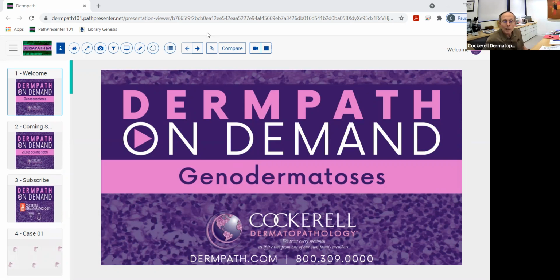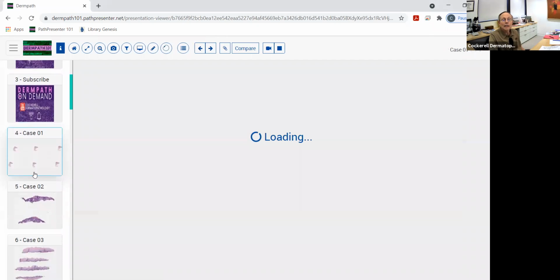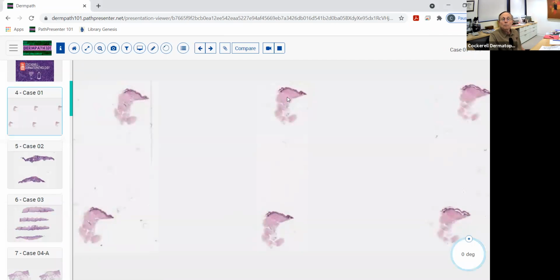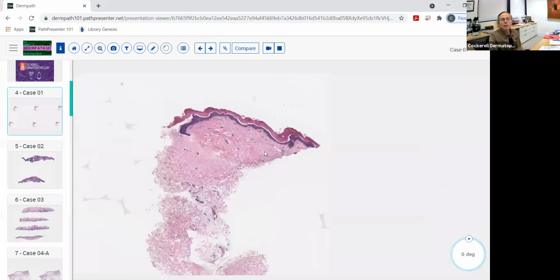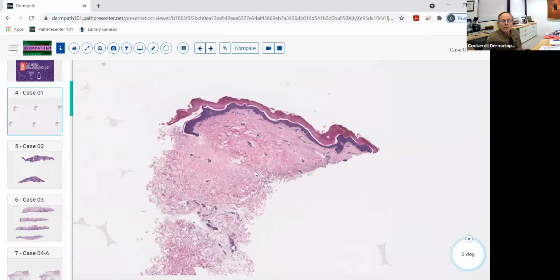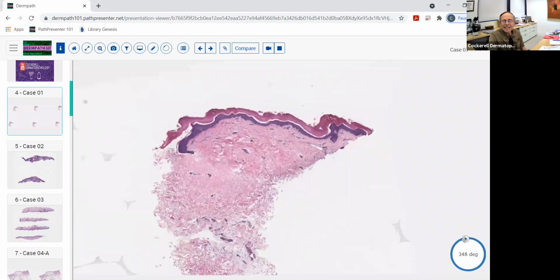Okay, good morning, everybody. We're going to talk today about some genodermatoses, which are quite a few things to look at here. So basically, we're just going to talk about the skin manifestations that are associated with different genodermatoses. This is an example of basically just a generic ichthyosis, okay? And when you look at the ichthyoses, it's kind of a broad category.